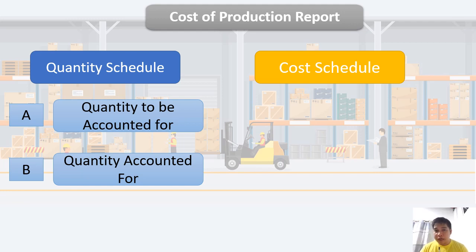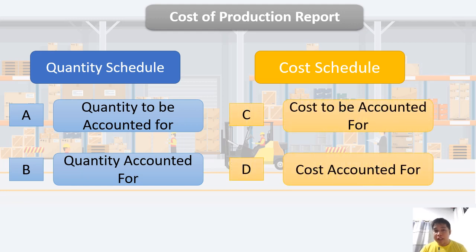For the cost schedule, it is the same concept, but here we are talking about cost, which means in terms of pesos. Because we are talking about cost, we have C and D. In C, we have the cost to be accounted for, which is like the total goods placed in process in that department. Then in letter D, you explain what happened to our cost to be accounted for. So basically, in the quantity schedule we have A and B, and in the cost schedule we have C and D.